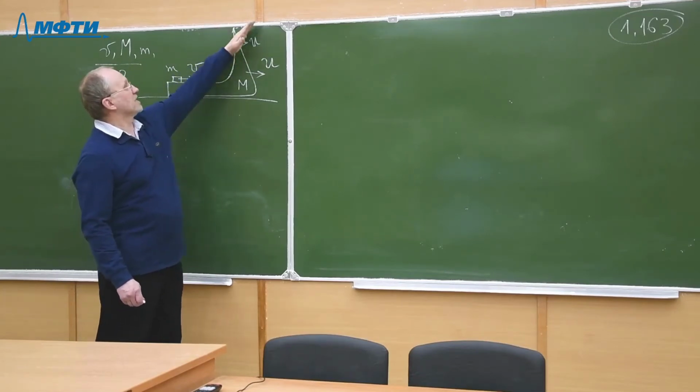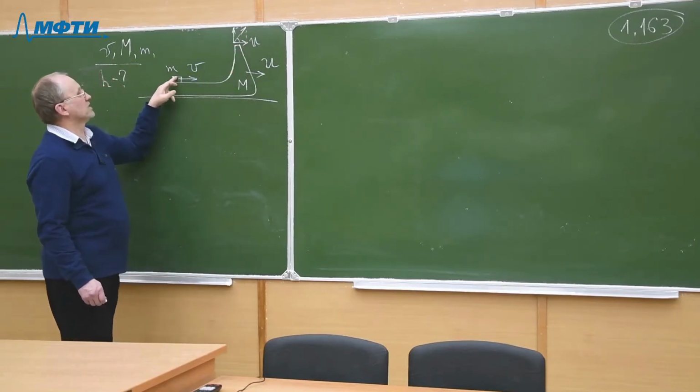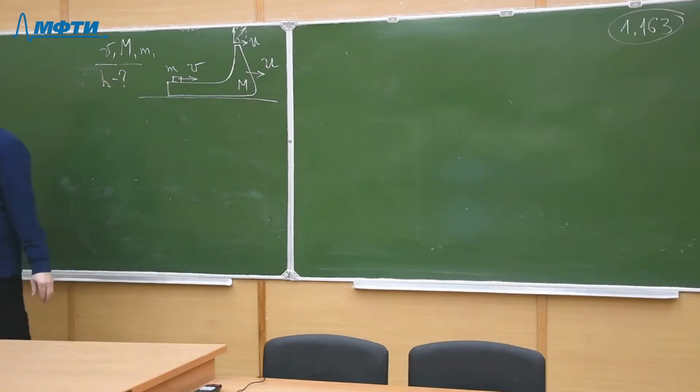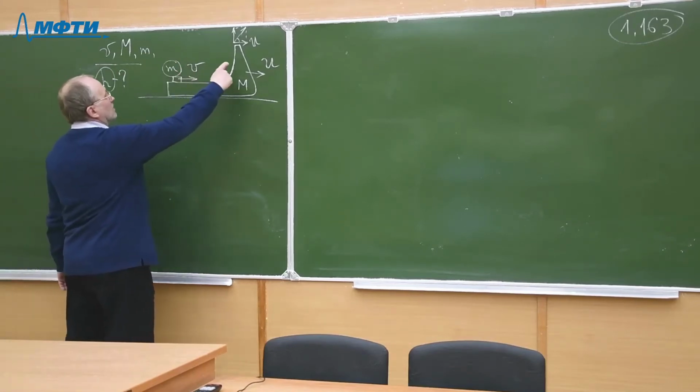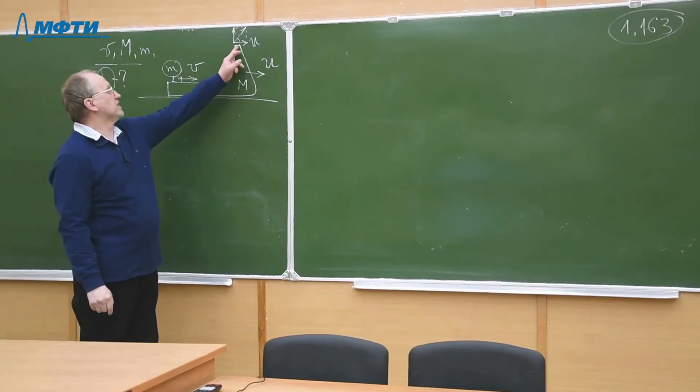It will go at some angle so that the horizontal component of its velocity will coincide with the horizontal component of the velocity of the large body. That's the physics. Now we have to use some laws of physics to solve this problem and to find the maximum height at which the small body will rise after leaving the large body.